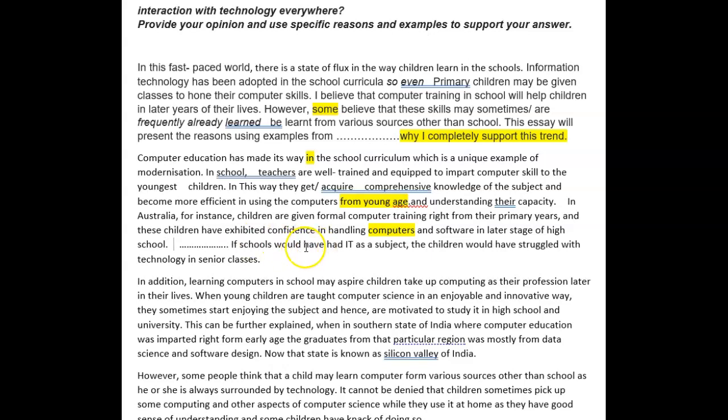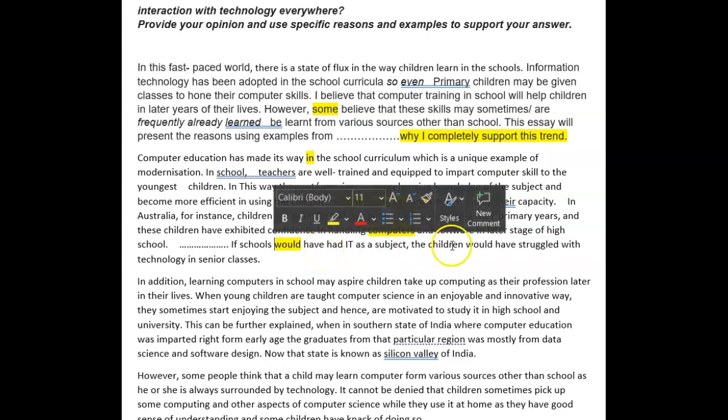If schools would have IT as a subject, children would have struggled. Hang on, watch out on that condition. You've put "if schools would have had". In a conditional like this, so you're trying with a third conditional, you need a negative. If schools had not had IT or did not have, yeah, you can't have would on both sides of the conditional. This is the problem. So your if sentence doesn't have would. So if schools did not have IT as a subject or had not had IT as a subject, children would have struggled. Okay, so that's really nice.